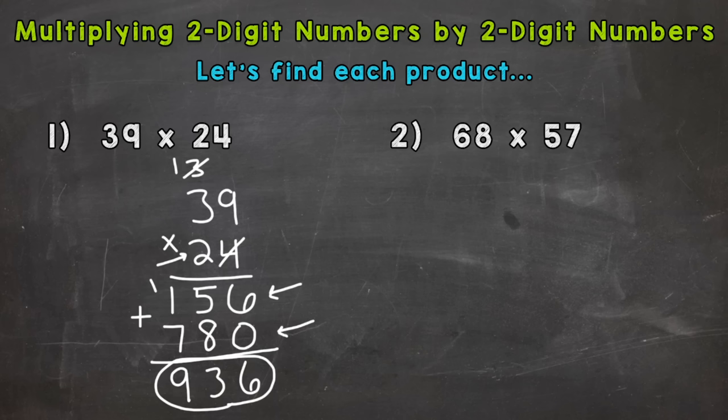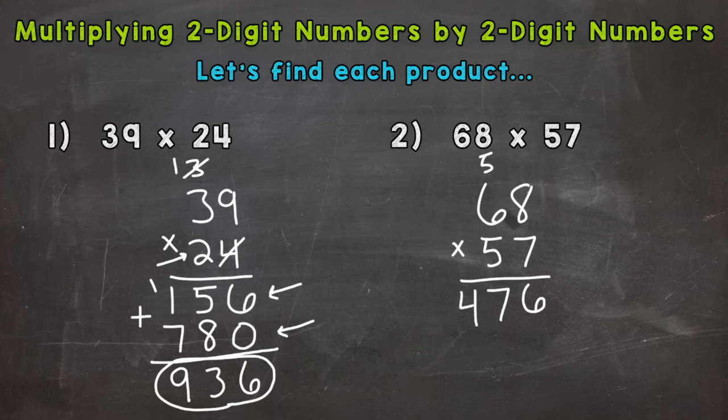So on to number 2, where we have 68 times 57. So let's line our problem up. And now we're ready to solve. So we need to do 7 times 68 and 50 times 68. 7 times 8 is 56, carry our 5. 7 times 6 is 42 plus 5 is 47. So we get 476. We are done with this 5 here, and we are done with this 7.